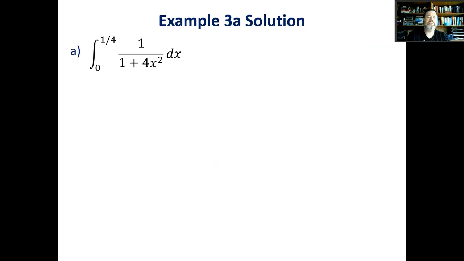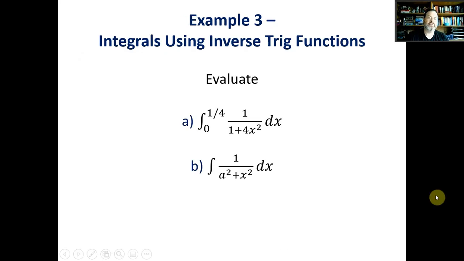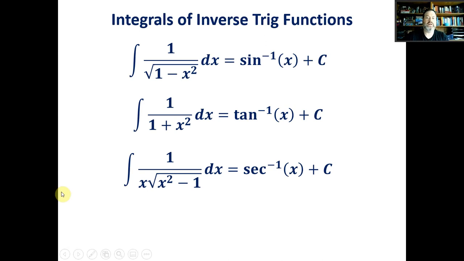All right, so the first one is the integral from 0 to 1/4 of 1 over 1 plus 4x squared. Now, before we go further, look at the formula. The formula says I need to have 1 over 1 plus x squared. This number needs to be a 1. This one doesn't have to be a 1, because whatever this number is, you can pull it to the front. Whatever number is in front of x, you can factor it out. This is the number you have to make a 1.